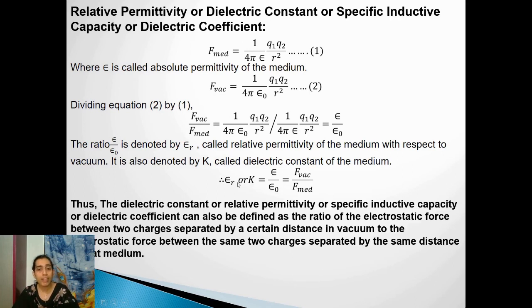How can we define the dielectric constant or relative permittivity? It is the ratio of the electrostatic force between two charges separated by a certain distance in vacuum to the force experienced by the two charges when they are held in a certain medium, right? So this is how you can define relative permittivity. It's an important term you should remember.